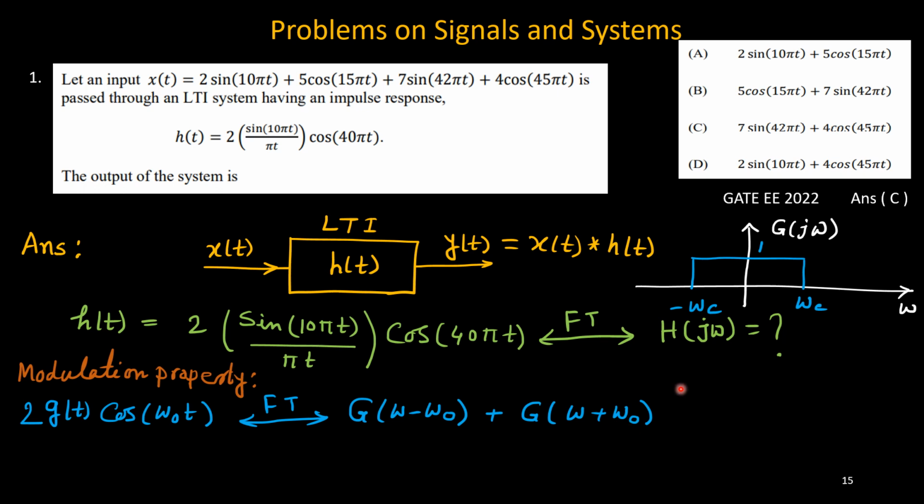And you can note here, sometimes I write j, sometimes we discard j. So j is only for notation. In H of j omega, j is just for notation. Basically, it is a function of omega.